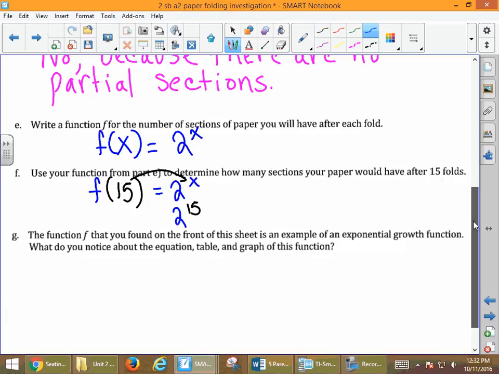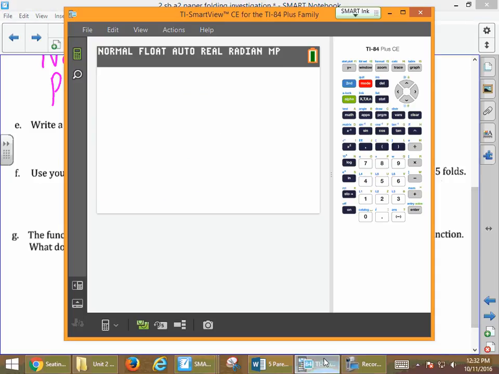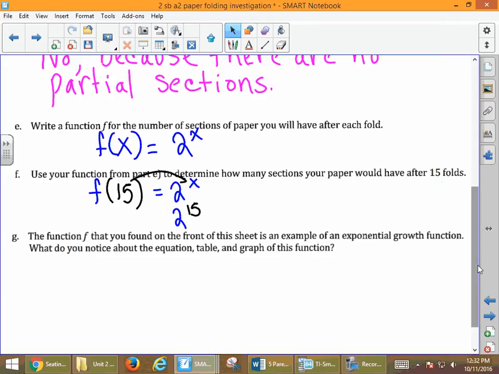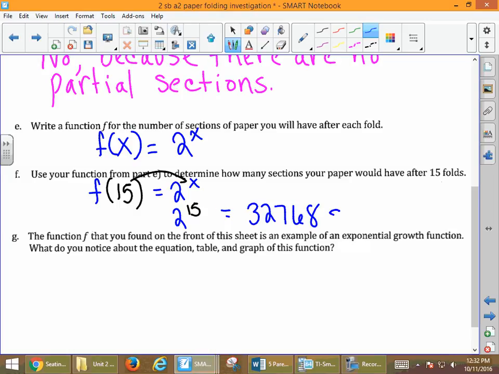It says how many sections would you have after 15 folds? And that's not one that I'm expecting you to memorize, nor would I. So we go back into our calculators, 2 to the 15. And we get 32,768. So we get a lot. And that's just with 15 folds. And it would be really hard to fold those.